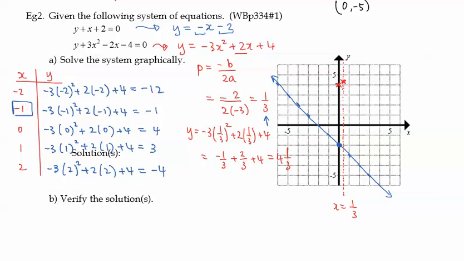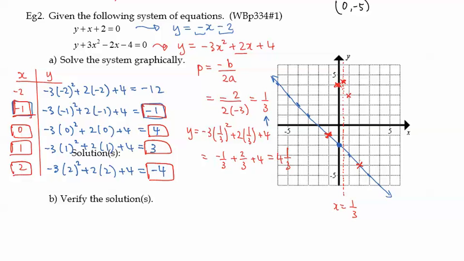We have -1, -1. Here is a point. And then we have 0 and 4. That's the y-intercept. 1 and 3. And then 2 and -4.